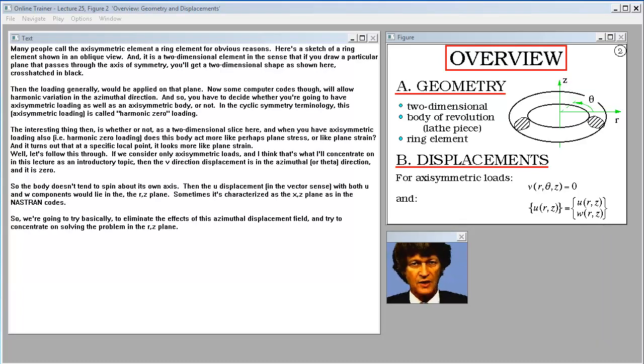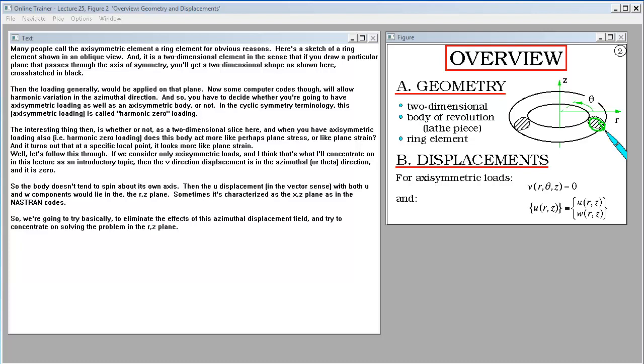Many people call the axisymmetric element a ring element for obvious reasons. Here's a sketch of a ring element shown in an oblique view, and it is a two-dimensional element in the sense that if you draw a particular plane that passes through the axis of symmetry, you'll get a two-dimensional shape as shown here cross-hatched in black. Then the loading generally would be applied on that plane.